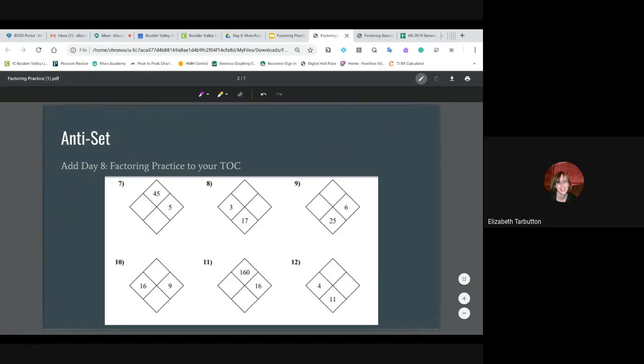We're looking for something that multiplies by 5 to get 45. That's 9. 9 plus 5 is 14. 3 plus 14 is 17. 3 times 14 is 42.